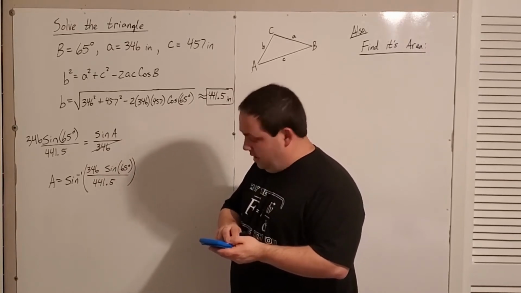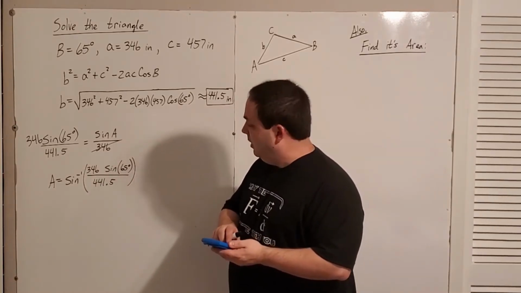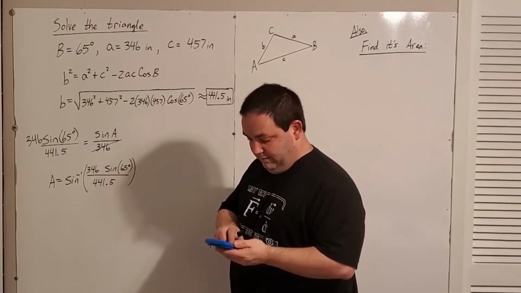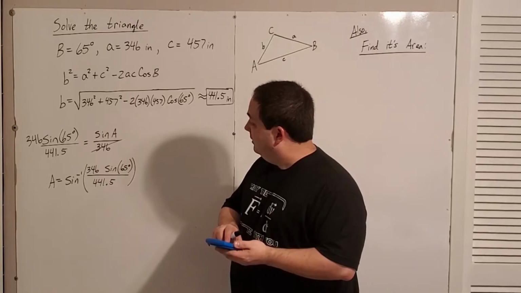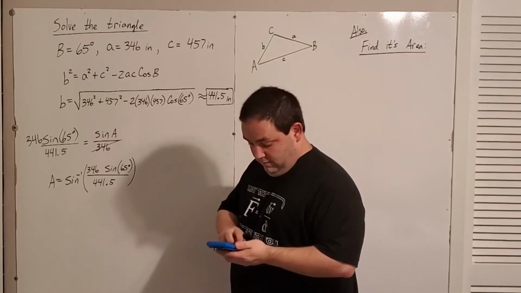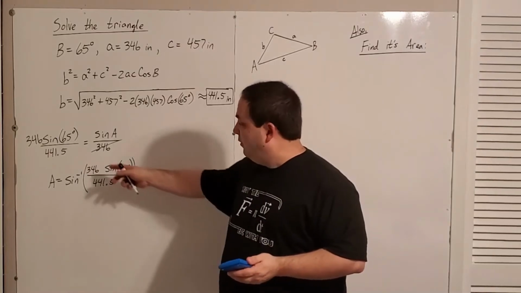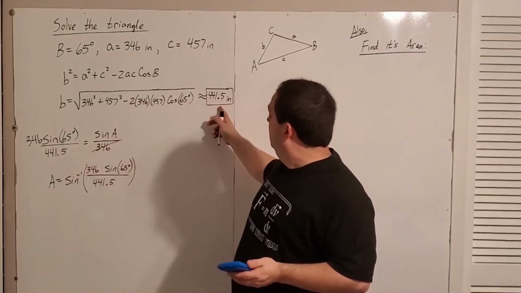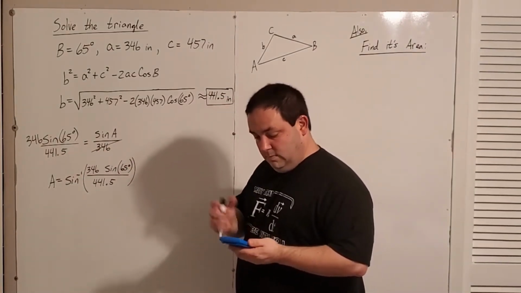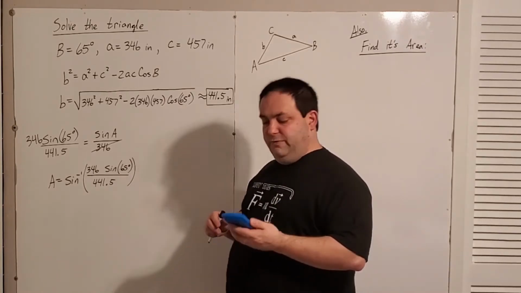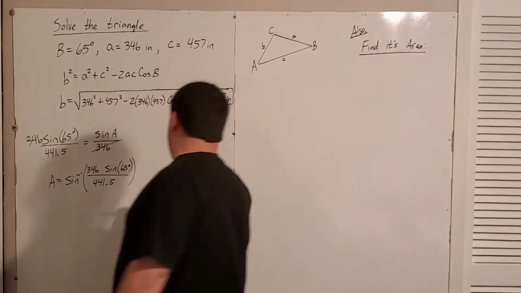So I'm going to be doing inverse sine of 346 sine 65 divided by 441.5. And of course this is going to be a little bit off, right? Because that was a bit of a chop when we did that one. But it should be pretty close. I'm getting 45.25. So let's say 45.3.